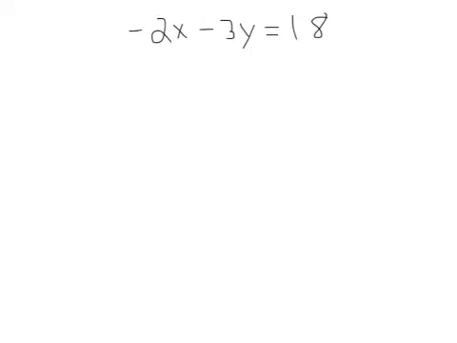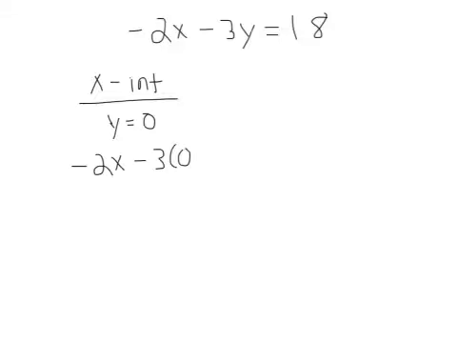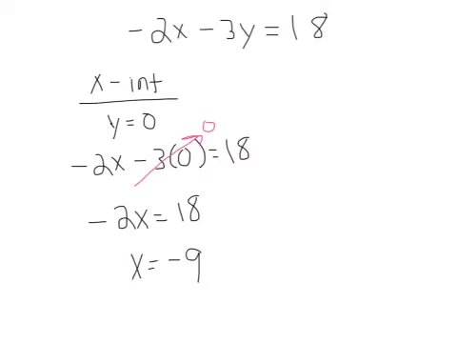My final example for this video is negative 2x minus 3y equals 18. Again, I'm going to find the x-intercept first, where y equals 0. So I'm going to plug in negative 2x minus 3 times 0 equals 18. I'm going to say 3 times 0 is 0. I'm going to have negative 2x equals 18, and therefore x equals negative 9.